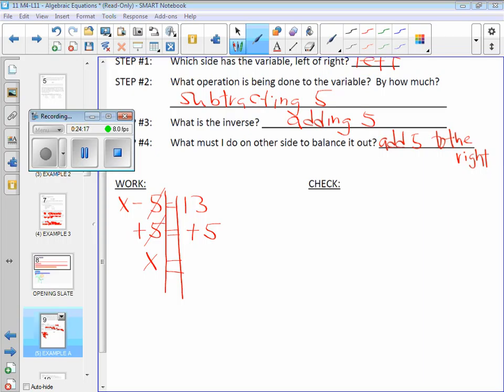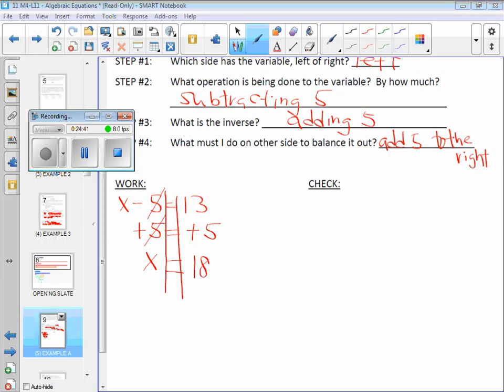But I don't want to do x plus 0, because x plus 0 is x. So it cancels out. I'm just showing the x. 13 and 5 don't cancel out, though. 13 plus 5 is what? 18. That winds up being your solution. That's the answer. How did I do it? By using inverse operation.